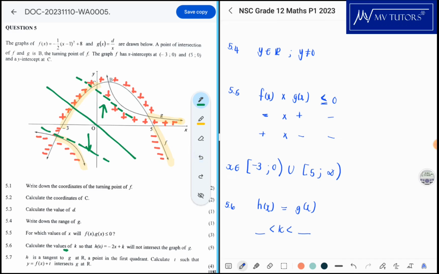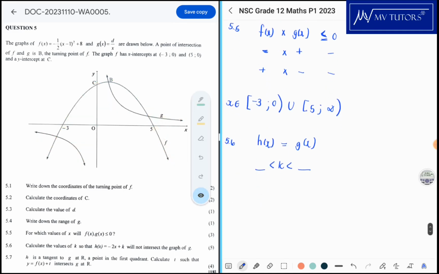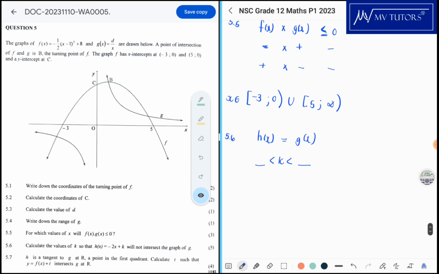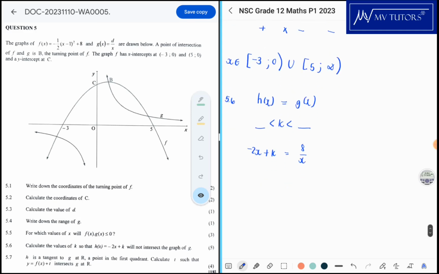All right, so we know that k has to be in between some values, but what are those values? Now let's take the graph of h of x, and they told us it is negative 2x plus k. And then g of x, that's basically 8 over x. And now we're going to solve, and when we have a k there, you should immediately think about the discriminant, but let's just multiply out and then we'll get there.